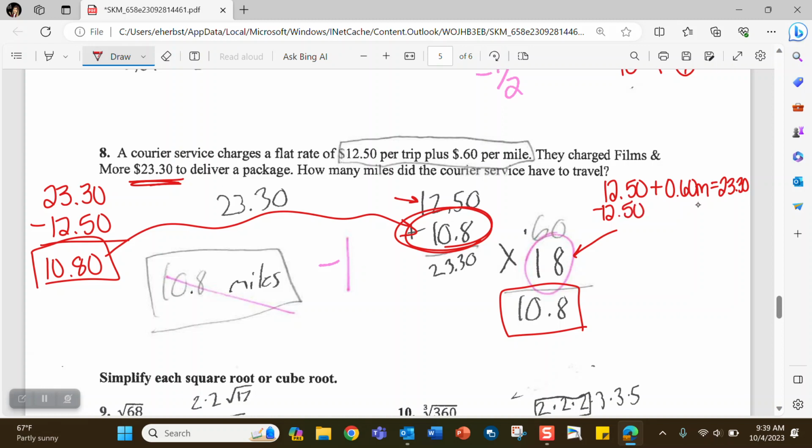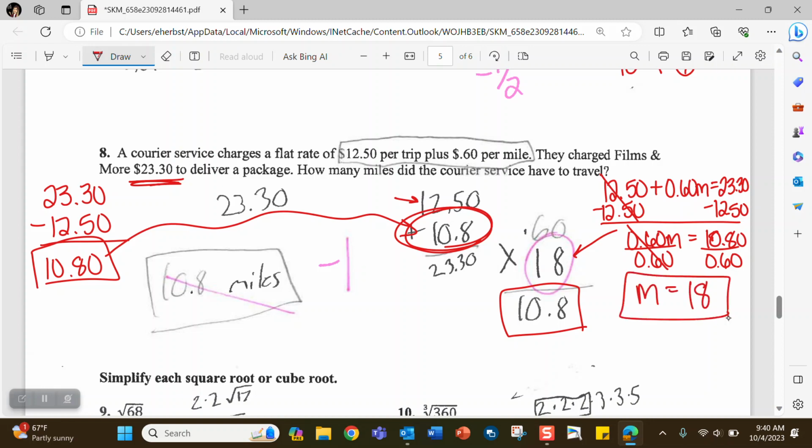Subtracting $12.50 from both sides, you're going to see a lot of the numbers, a lot of the work you had here. 60x equals 10.80. And now what do we do? We divide both sides by 60, excuse me, by 0.60. How many times does 60 cents go into 10.80? And then we would have gotten 18 miles.